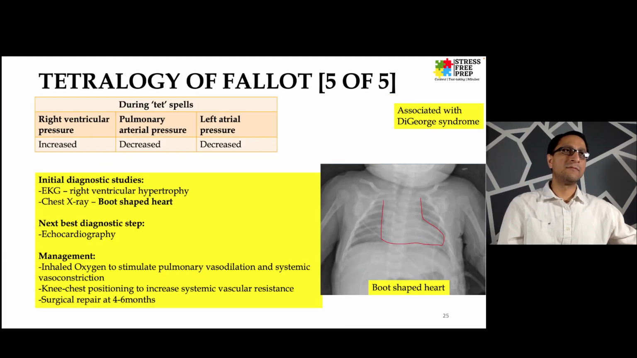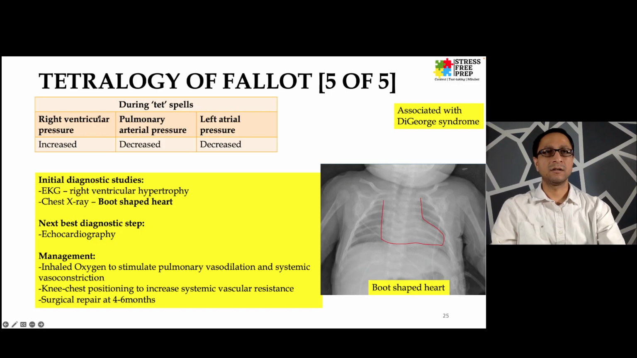And if it's very, very severe and not corrected by any of those other things, surgical repair is done around 4 to 6 months. One other important association with the TOF is the DiGeorge syndrome. So a lot of DiGeorge syndrome patients are also found to have the Tetralogy of Fallot.